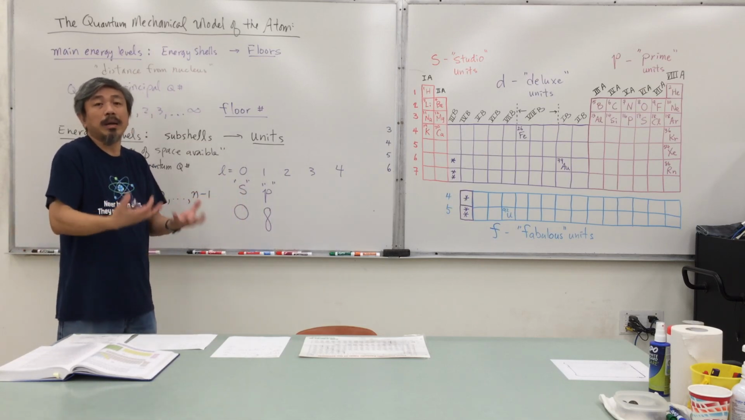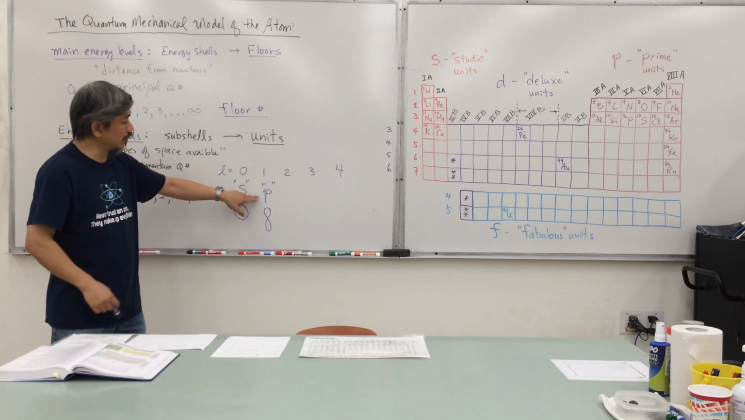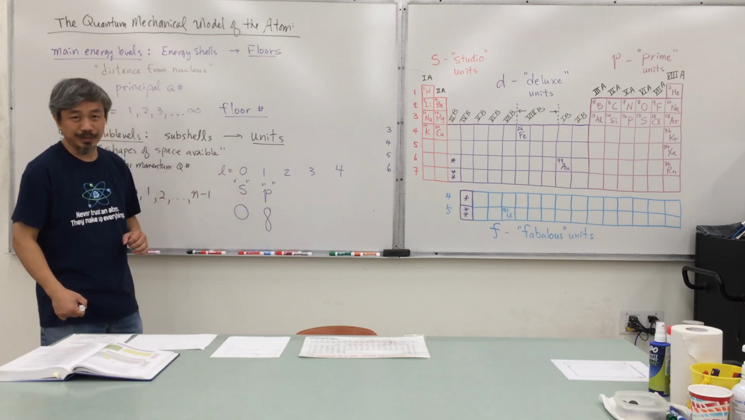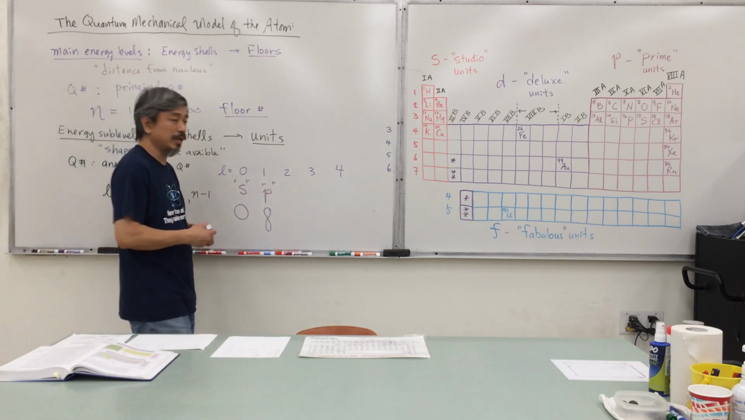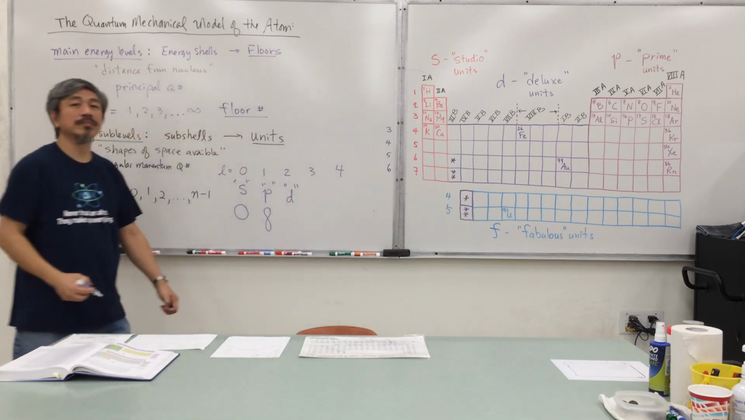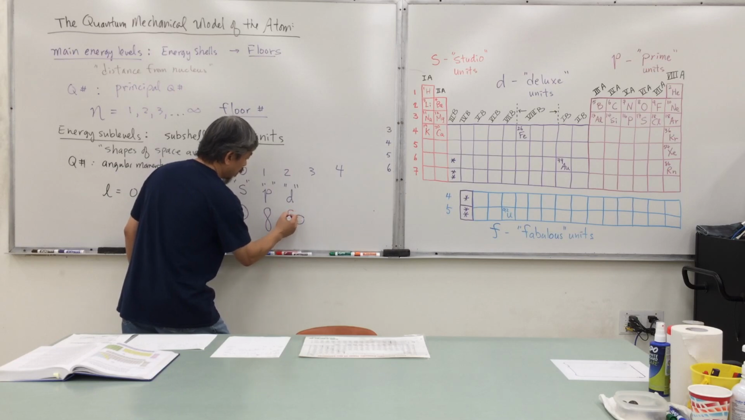That will have a certain number of rooms assigned to it. In this case, as it turns out, the prime units will have 3 bedrooms. So these are 3-bedroom apartments, for example. Then when you get to the next one, for L equals 2, we now have the designation D. And the general shape for this one might look something like this.